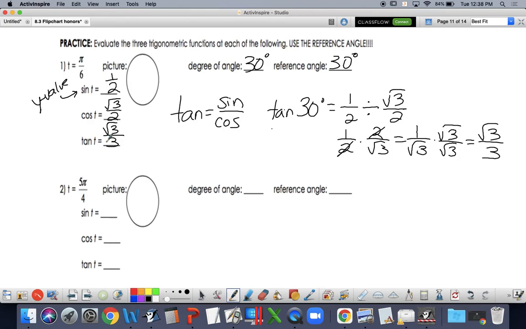Oh, and we were supposed to draw a picture. Sometimes this helps. There's where pi over 6 is. All right, 5 pi over 4. So 5 pi over 4, and my weird ellipse that I have here. It's like halfway down there. What is the degree of 5 pi over 4? 225. What's my reference angle?